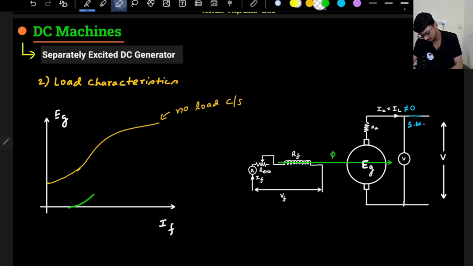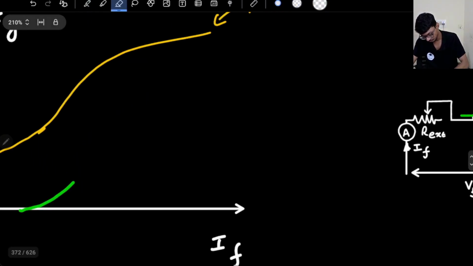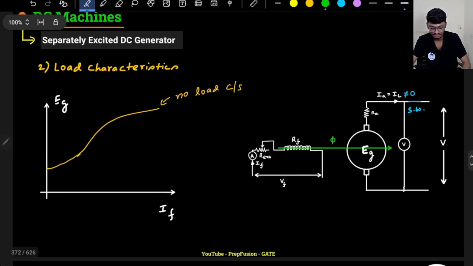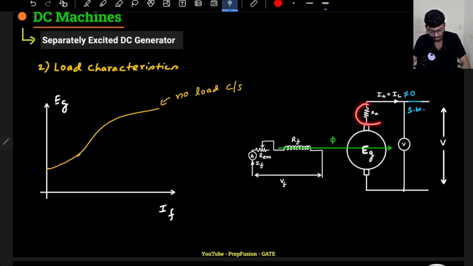So even with some field current, I will not be able to generate any voltage. Why? Because there will be some drop in the armature resistance and the brush, right? I have to overcome that drop, then only I'll be able to supply any power, then only the IA will not be equal to 0.